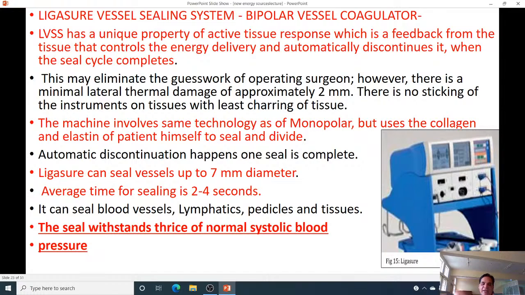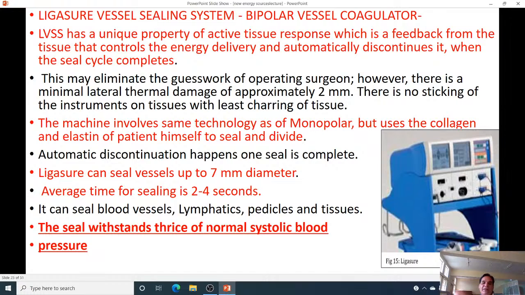Below that, in red color I have given, LigaSure can seal vessels up to 7 mm diameter. This is ideal for coagulation. Average time of sealing is minimum, that is 2 to 4 seconds. LigaSure can seal blood vessels, lymphatics, pedicles and tissues. Here that risk is not there, like a current going through the penis or vas, it is not there.